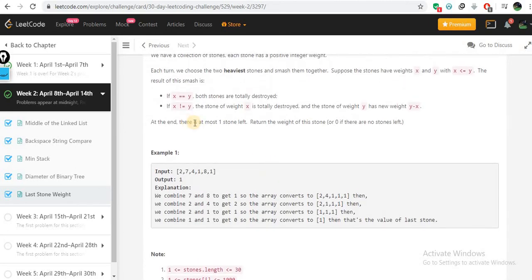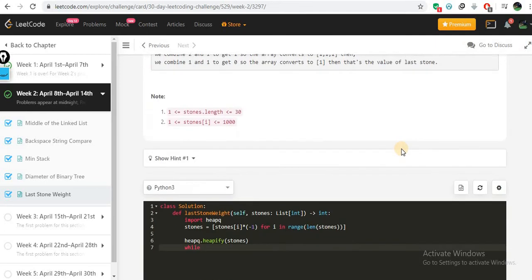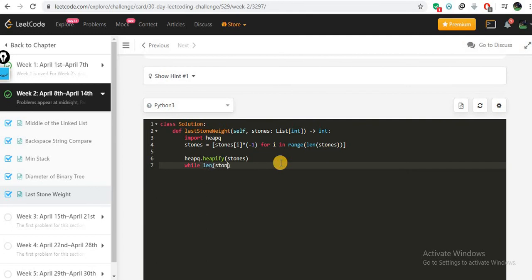If you observe, at the end, if there is one stone left, return the weight of the stone, or else 0. So while the length of the stones is greater than 1, x is equal to heapq.heappop(stones), and we multiply this by -1, and y is equal to heapq.heappop(stones) times -1. All right, so we got the x and y.